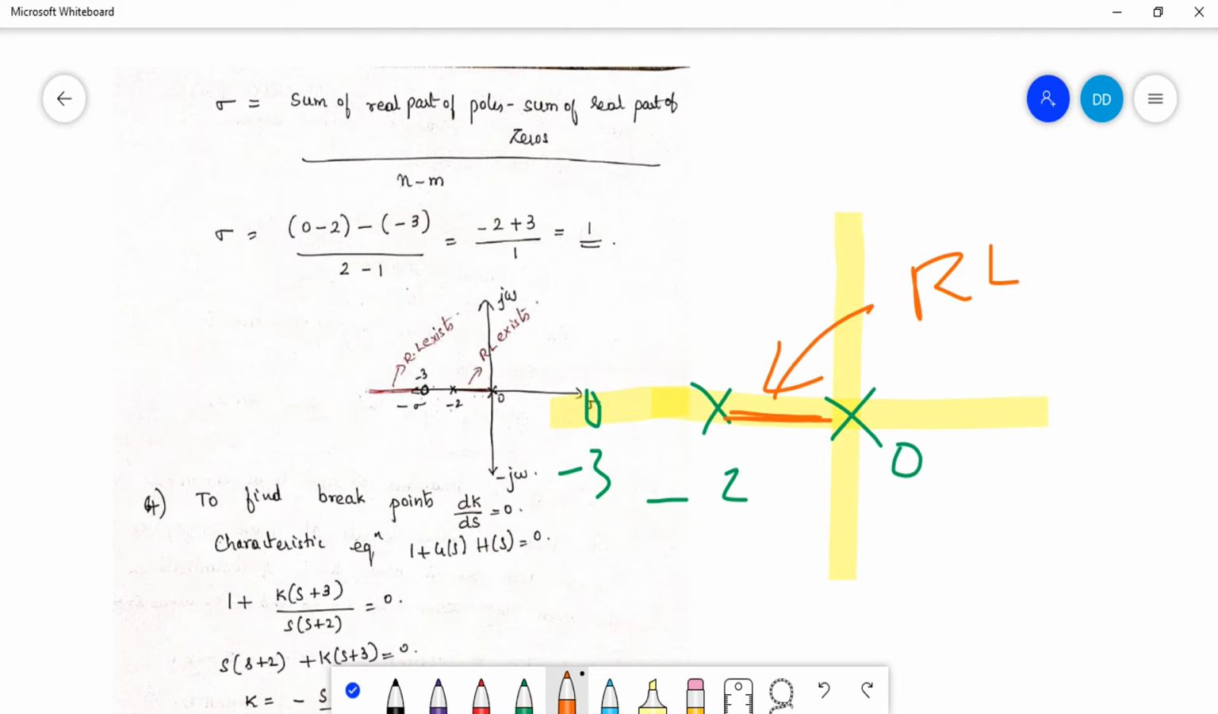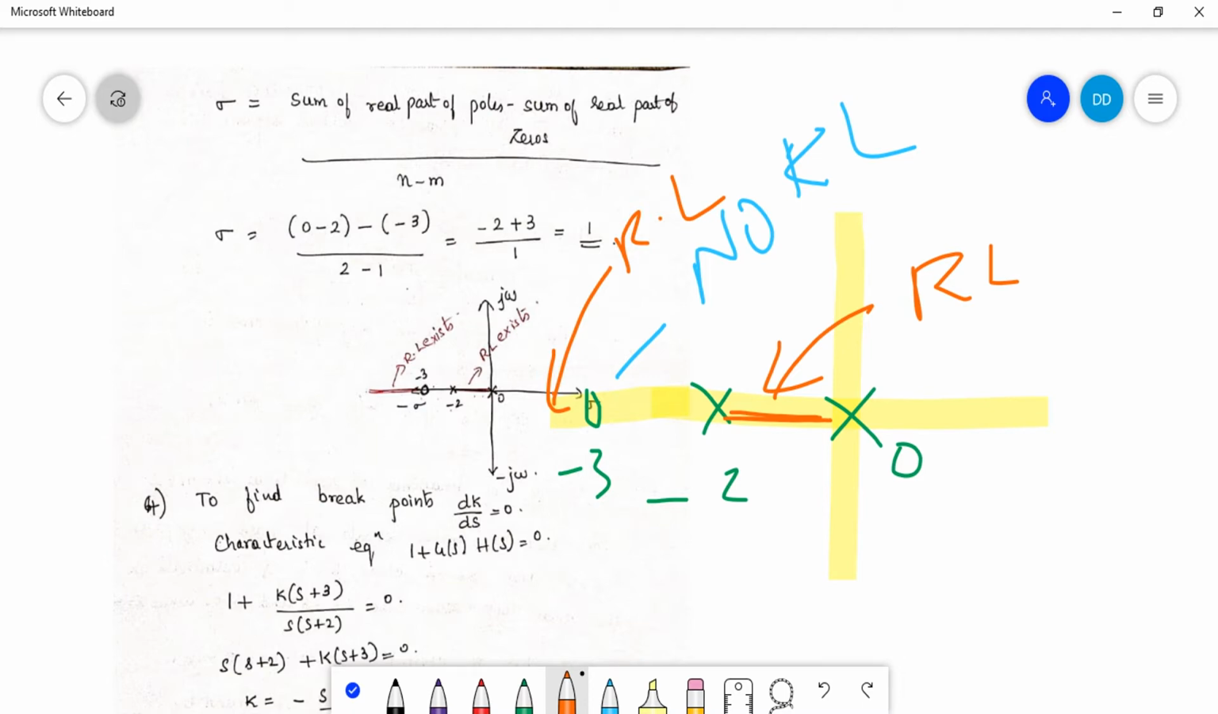If we consider the section between -2 and -3, to the right side we have two poles, so this is not a part of the root locus. And if we consider beyond -3, the sum of the poles and zeros to the right is 3, which is an odd number. Therefore, this again is a part of the root locus. So there is no root locus existing between -2 and -3. And since we don't have any complex pole or complex zero, there is no need to find the angle of departure or angle of arrival.